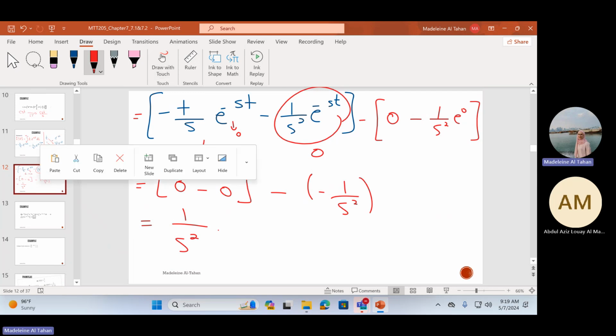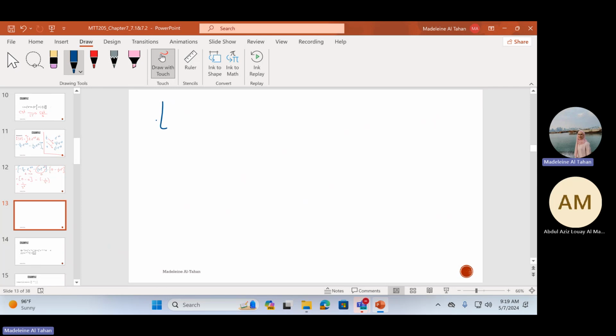I will go back to this one. So what do we deduce now? t under Laplace transform, it goes to what? 1 over s.